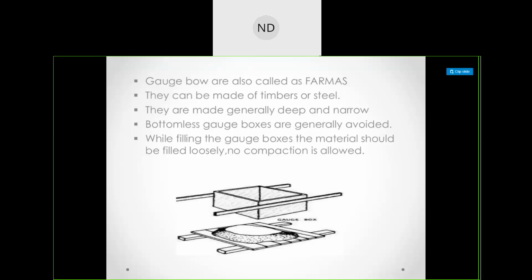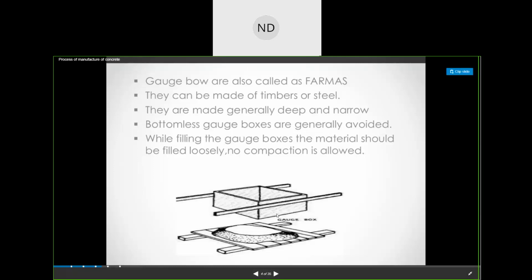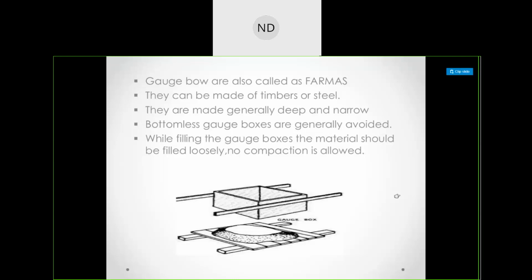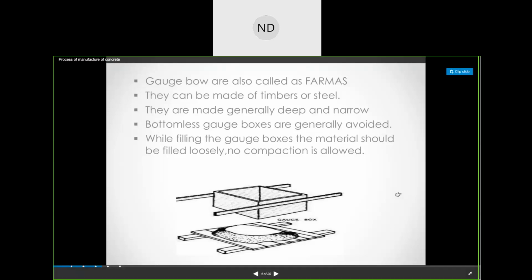But if you have any problem, you can also use the bottomless one. Bottomless means suppose you have a floor where you want to do the batching part. So you have the proper floor from which you can directly take up your concrete. You can mix here in the gauge box without the bottom portion. Then when you raise this box up, the mixture will already be on your floor. From there itself you can take it.